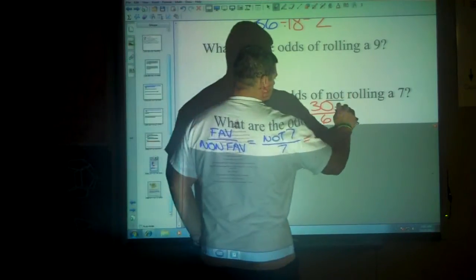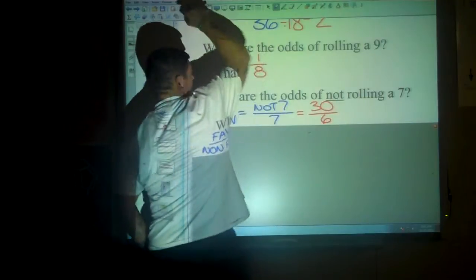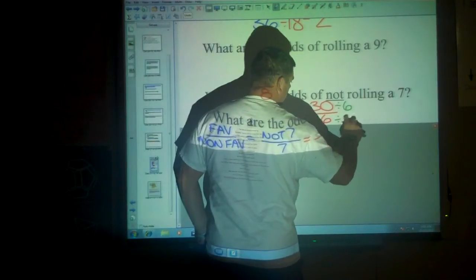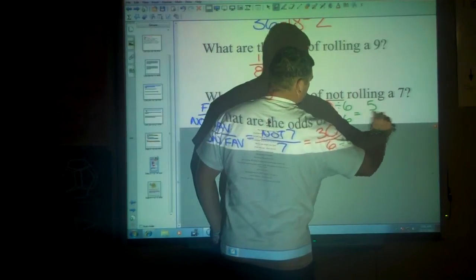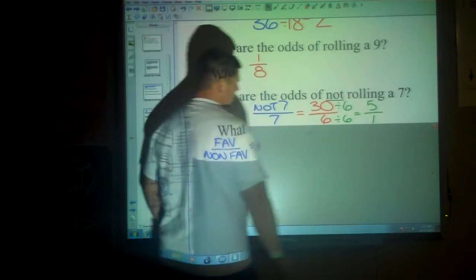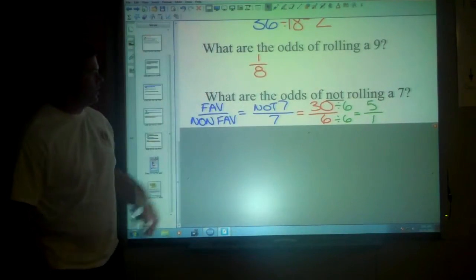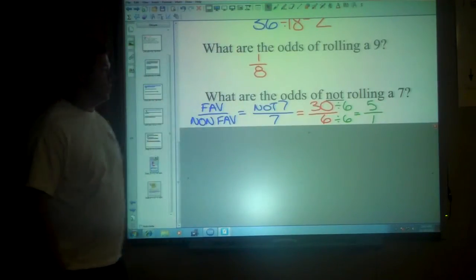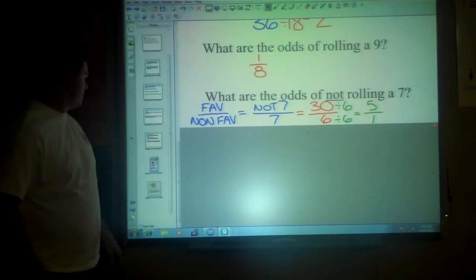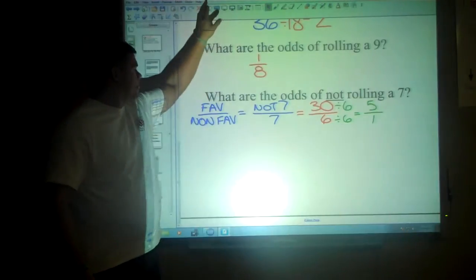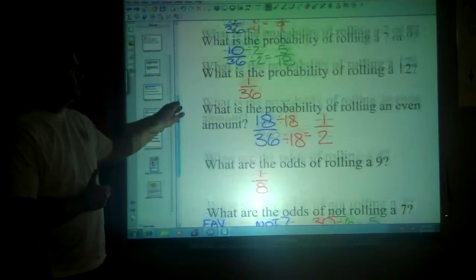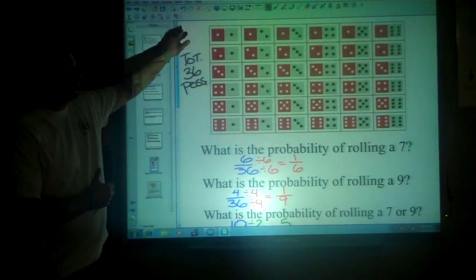But they're both divisible by 6. I can use black. Which is 5 winners to 1 loser in that case. The odds of me not rolling a 7 are far better than they are of actually rolling a 7. Alright? So, some probability and some odds for this one situation of all those dice.